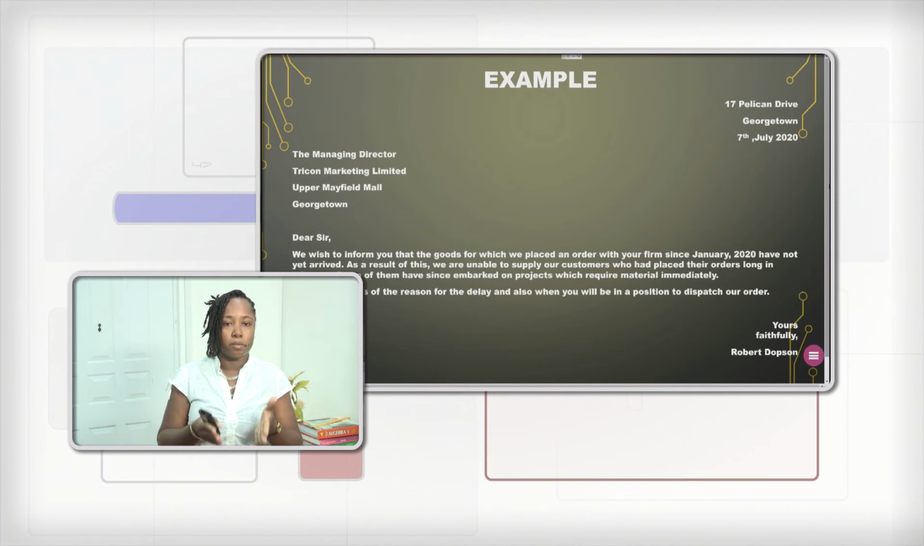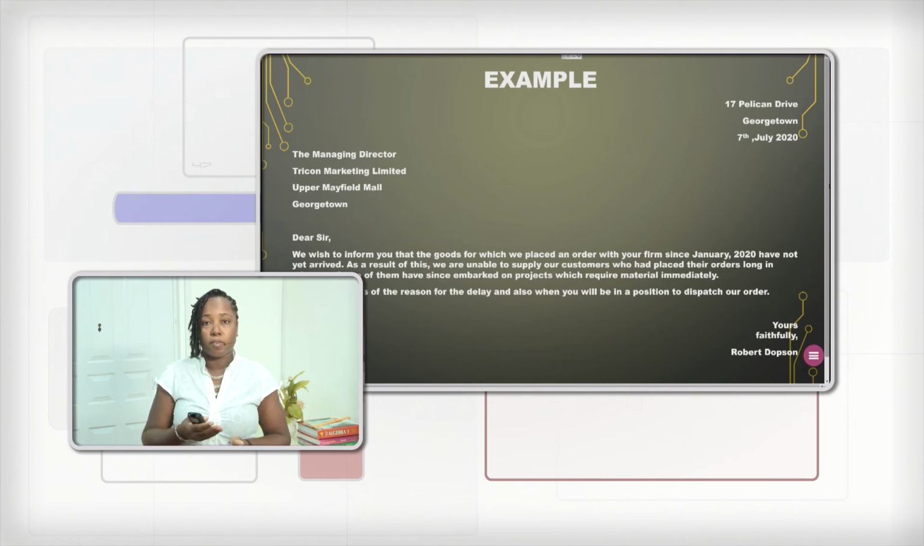They're not jumping down on the person to say, okay, why my goods aren't here as yet and so on. They're asking, they're giving the person a chance to explain themselves. So this is just one example of how you can go about writing your letter of complaint.